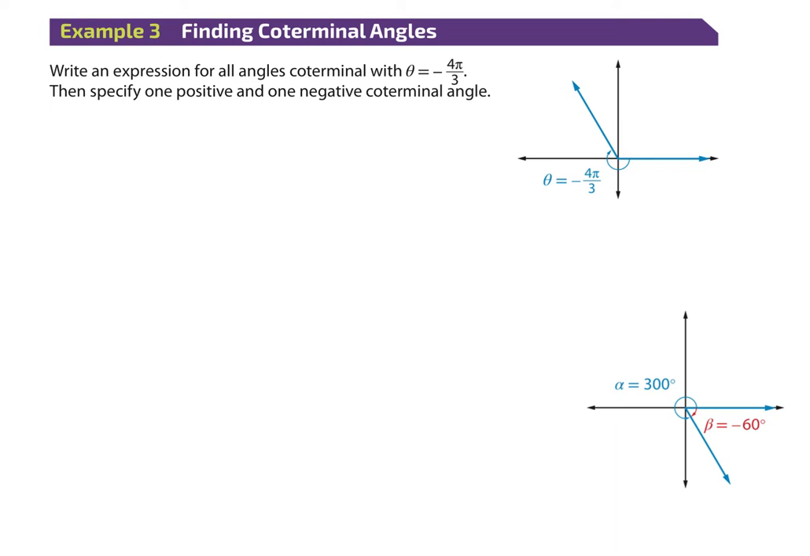Well, how would I write an expression to represent all of them? Well, I would say I need to take my negative 4 pi over 3, and I need to add circles to it. Well, we know circles are what? 2 pi, right? Do I know how many circles? Well, it wants all circles. So I'm going to say, well, some number n times 2 pi. 1 times 2 pi, that would add 1 circle. 2 times 2 pi, that would add 2 circles. Even if I put negative numbers, that would go the opposite direction, right? And so this represents every single angle that is coterminal with negative 4 pi over 3.